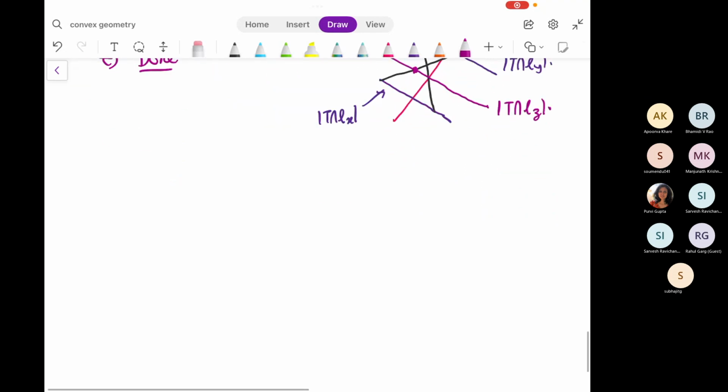So before I move on to my next result, I'm just going to state a very standard fact. And this fact has to do with the Hausdorff metric.